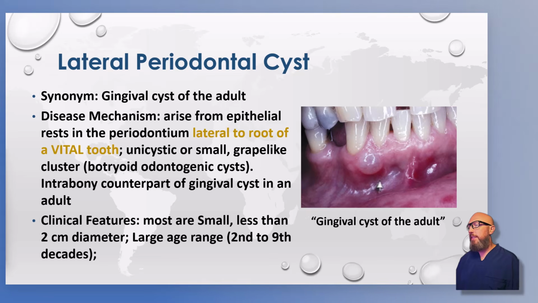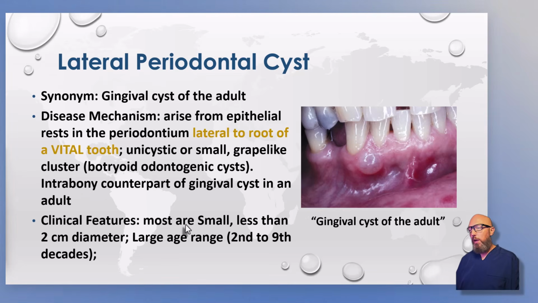Typically, they're unicystic. They're small and round, usually about 5 millimeters in diameter like this. But there is a variant of it called the botryoid odontogenic cyst, which is just a form of lateral periodontal cyst that forms these grape-like clusters. Looks like a small cluster of grapes. Very multilocular, but it didn't make it to our macho acronym, so we're talking about it now.